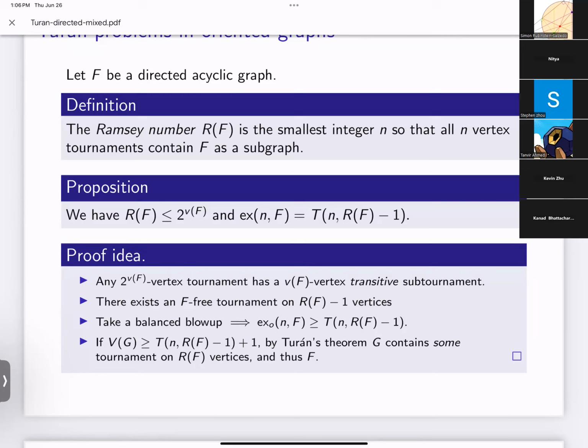But by the definition of R of F, whenever I have a tournament with that many vertices, I have a copy of F somewhere. So this is, I think, kind of tricky because it involves unpacking and repacking the definitions of these objects. But what this is saying is that the Ramsey number is really controlling, in a very exact way, when these directed acyclic graphs can and cannot appear.